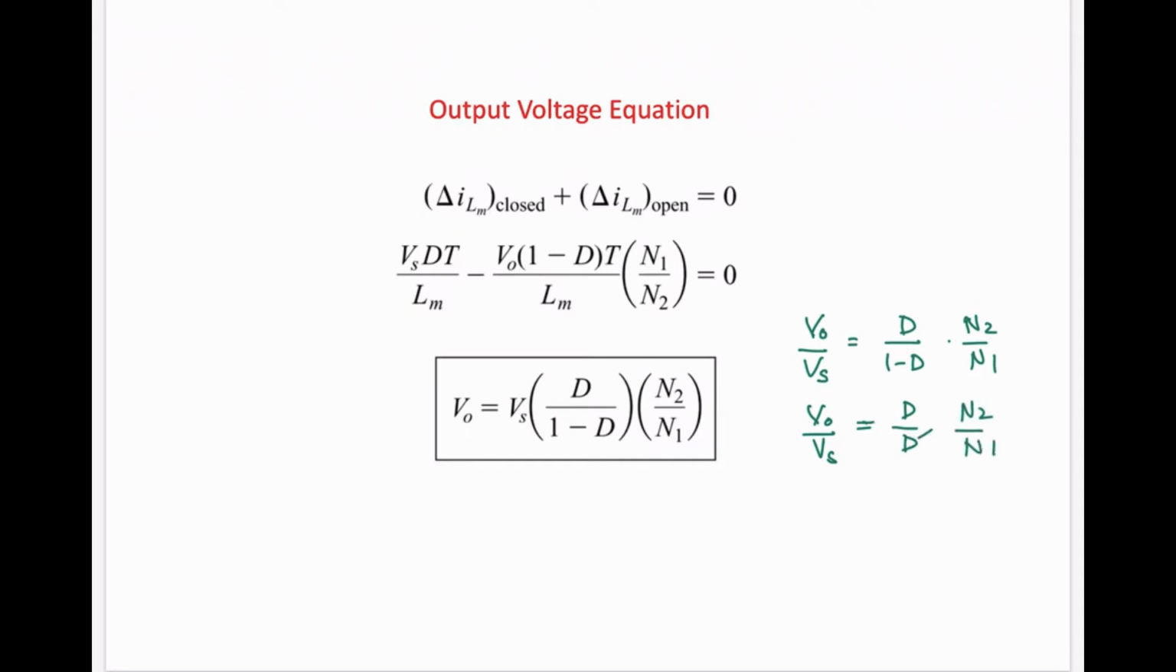So transformer turn ratio is very important. If it is equal to 1, you can see this is simply V0 by Vs, that is equal to D over D prime, and that was the transfer function for the buck boost converter. So basically the flyback converter is derived from the buck boost converter. It is an isolated version of the buck boost converter.